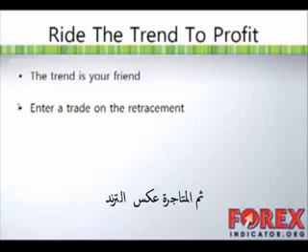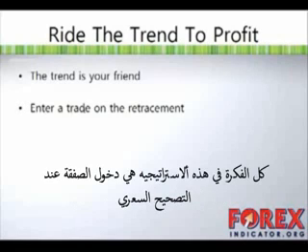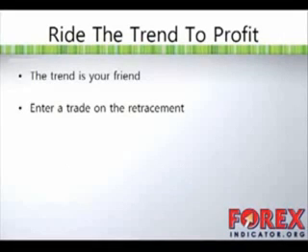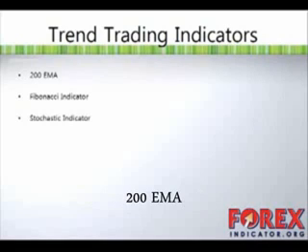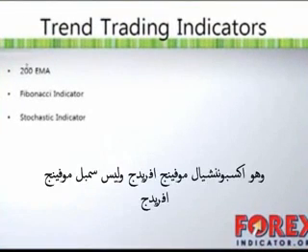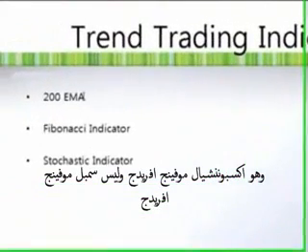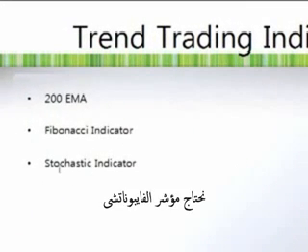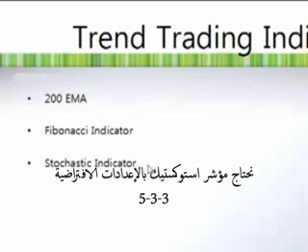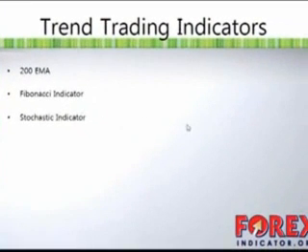So the whole idea of this strategy is to enter a trade on the retracement of the price. Let's go through the indicators that we need. First, you need the 200 EMA, which is the 200 exponential moving average, not the simple moving average. You need the Fibonacci indicators and the stochastic indicators. For the stochastic indicator, just set the default setting of 5, 3, 3, and that will do.